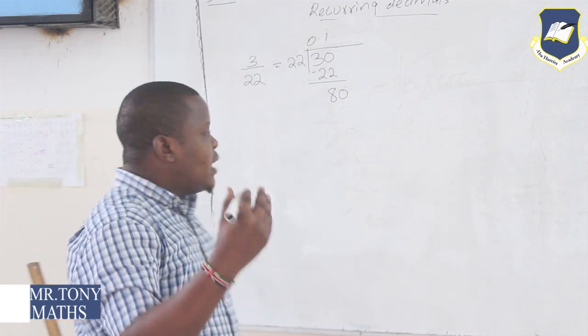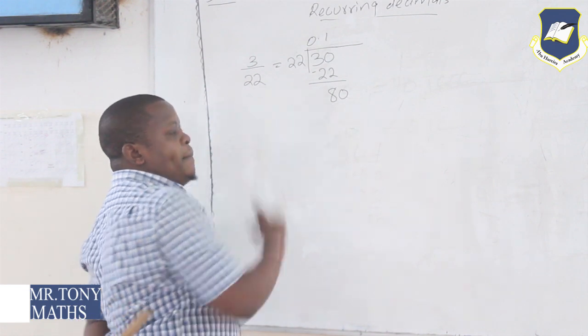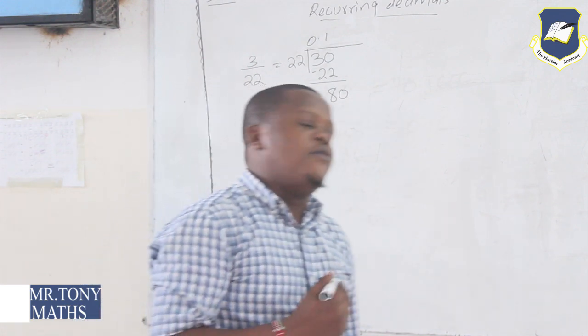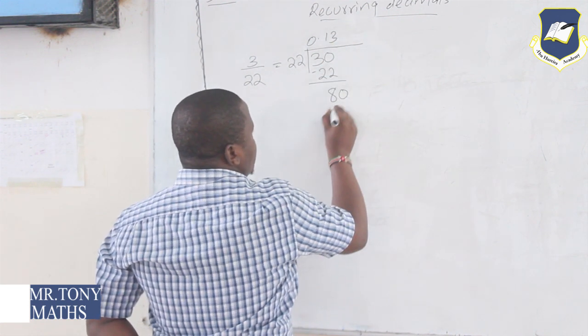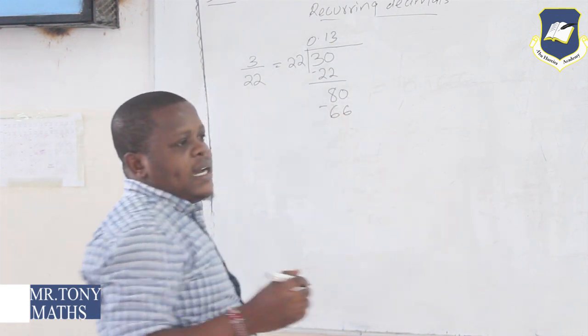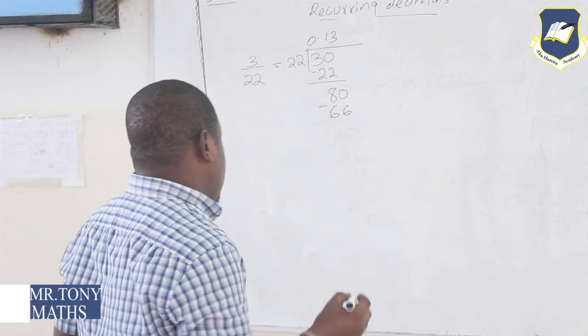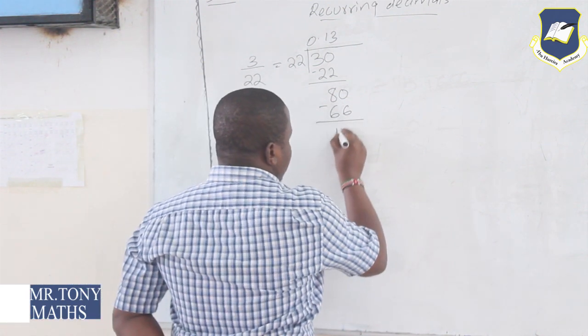Remember, we have to get either exactly to this number here or just slightly before it. So we won't use 4. In this case, we are going to use 3. We are going to get 66. When you take 80, subtract 66, you get 14.